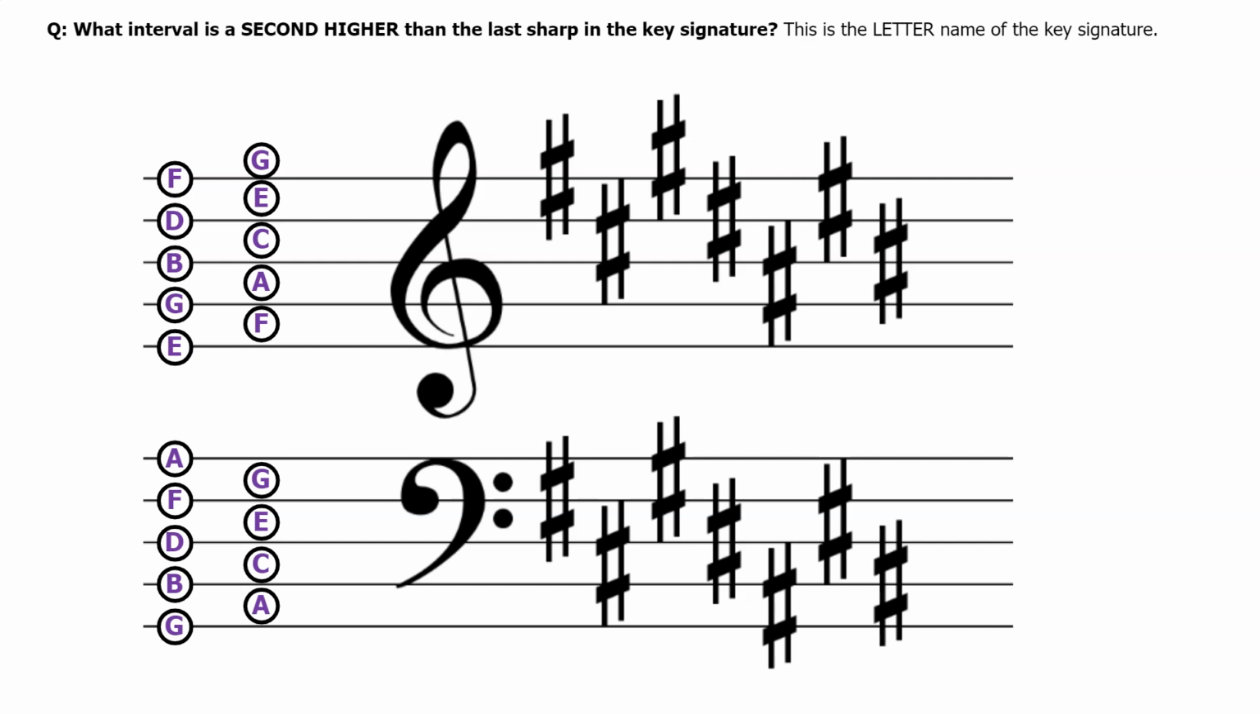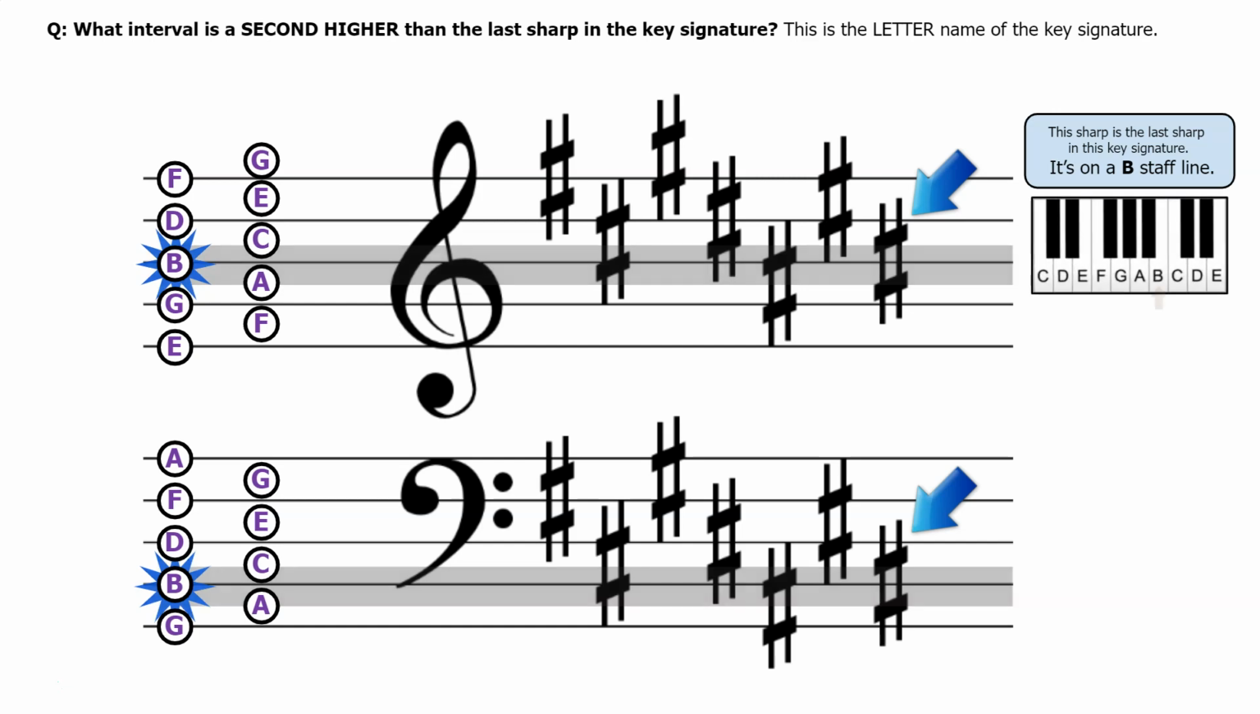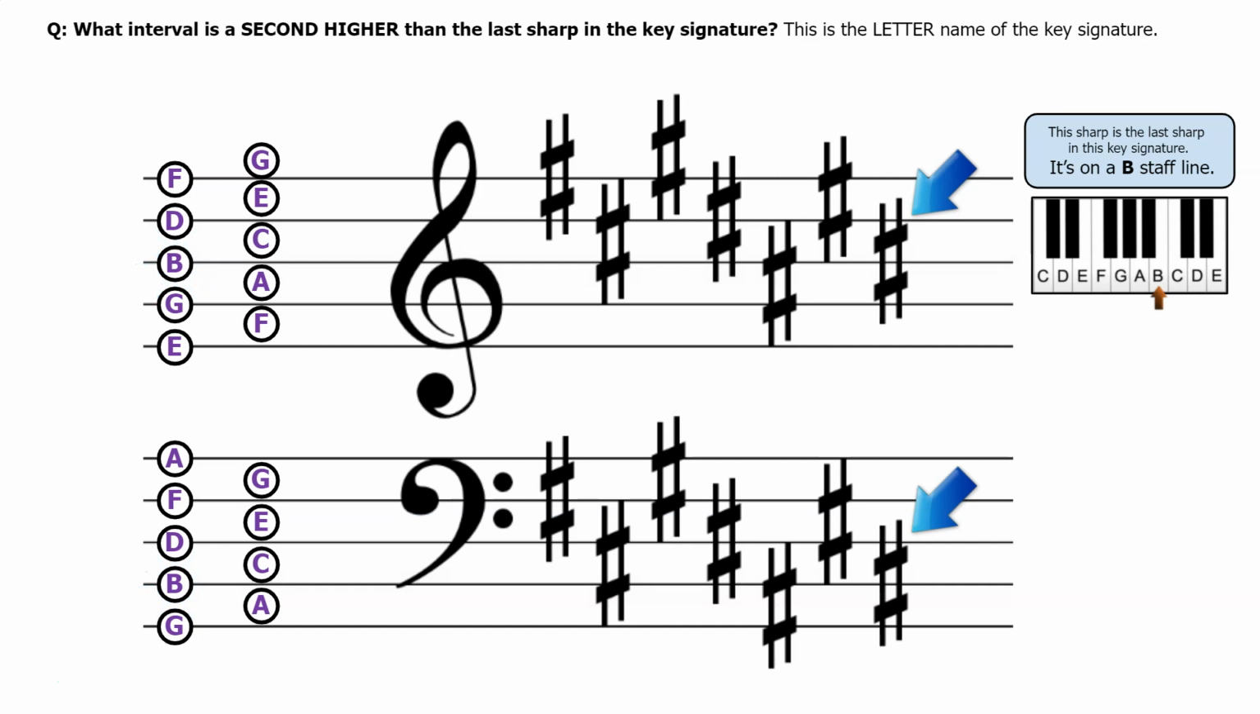So let's start first by finding that last sharp. There it is. And by looking to see what line or space runs through its center, we can see that this sharp's letter name is B, because the middle of the sharp is on the B line of the staff. To help us find a second higher than this, let's find this letter name on a piano keyboard. How about we use that B right there?